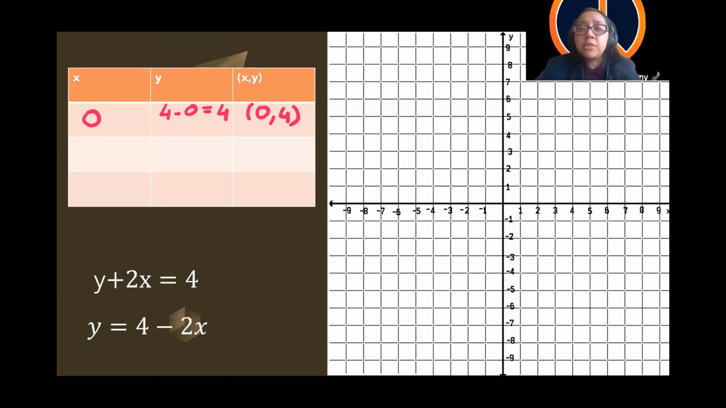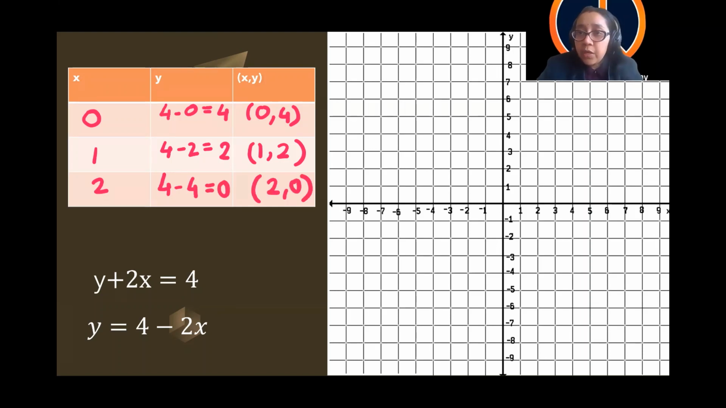Similarly, you can choose any value of x. For example, I have given in this example 1. The equation is y equal to 4 minus 2x, so put x equal to 1. 4 minus 2 times 1 is 4 minus 2, which is 2. We get the value of y, so the solution is (1, 2). Similarly, if we substitute the value of x as 2, we get the solution (2, 0). So we have got 3 points.